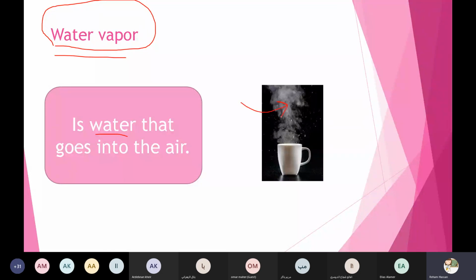Yes, yes, Radwan. Okay. Teacher. Yes. So tell me here, if the water goes into the air in a shape of gas, now can you see the water? Yes. Now can you see the water, or you see the water vapor?